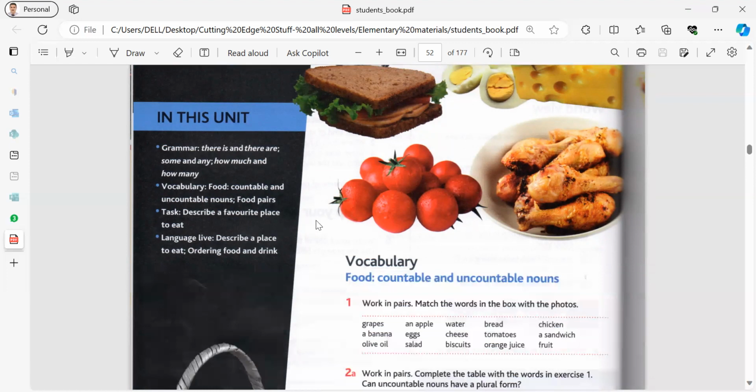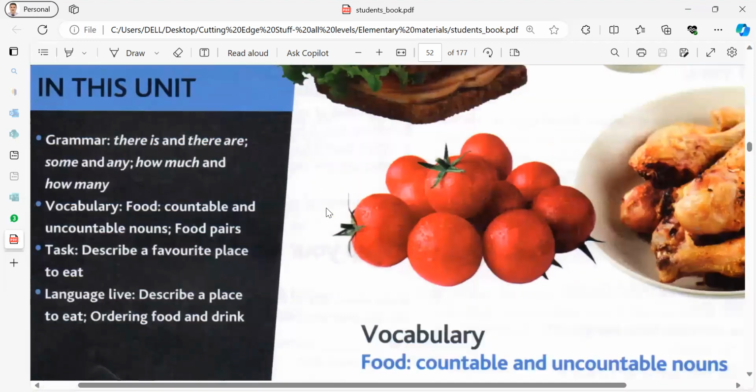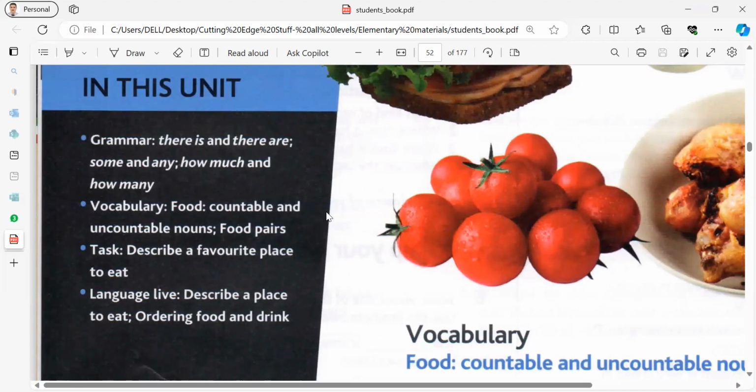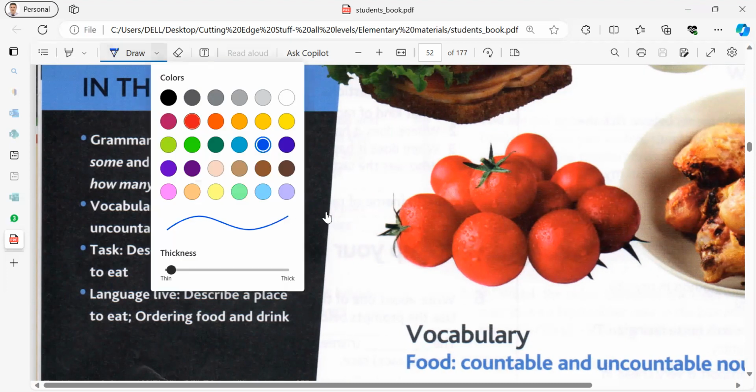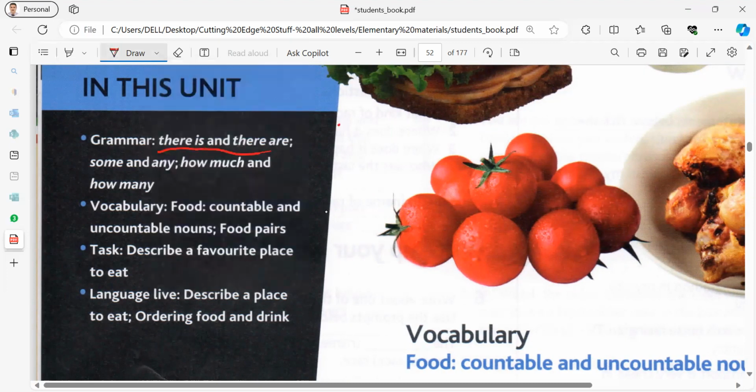So the outline or the main objectives of this unit, ya shabab. Here, as you see on the left, we have, inshallah, grammar lessons or grammar focus points. So there is and there are. We already studied them, but of course, we may use them for further functions. How to use some, any, how to use how much and how many. So the grammar focus here should be based on countable and uncountable nouns.